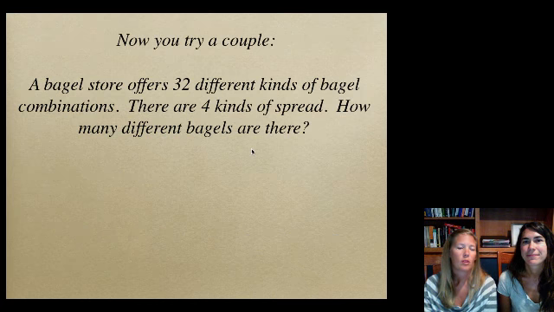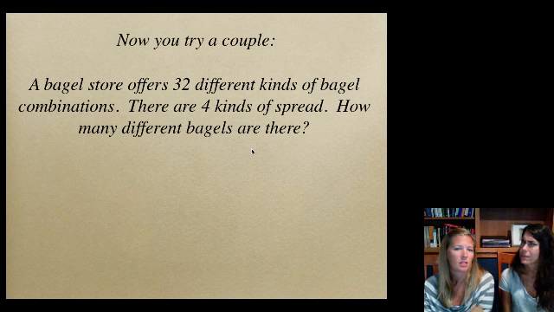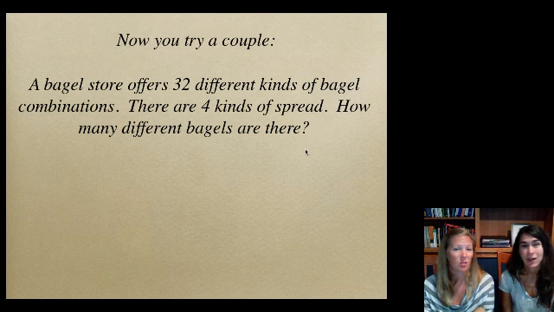Okay, so what about this example? Try this one. A bagel store offers you 32 different kinds of bagel combinations, and there are 4 kinds of spreads, so how many types of bagels are there? Ooh, this is different. We have not started with combinations before. No, we really haven't. So maybe I'll walk you through this one again.